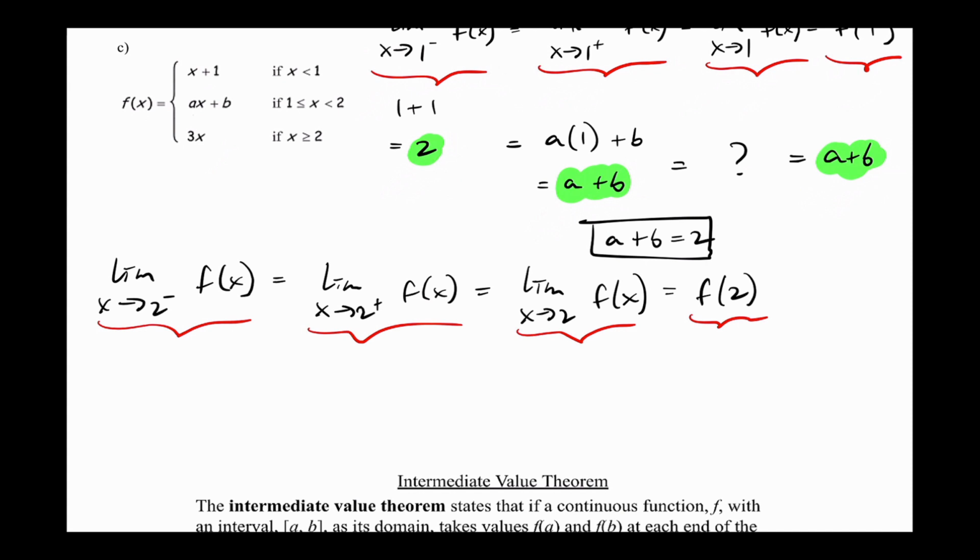Okay. So if we wanted to check the limit as x approaches 2 from the left side, the less than side, which one would we use? Top, middle, or bottom? The middle, right? The middle, because that's where it's less than 2. So I'm going to plug in 2 for x. When I do that, I get 2a plus b.